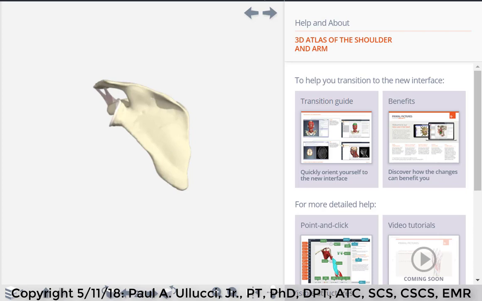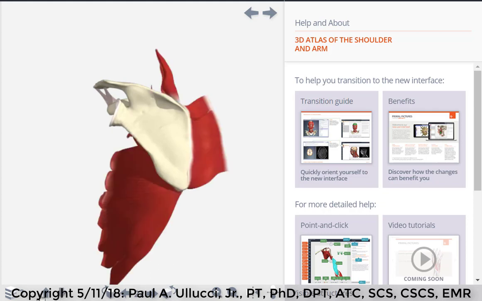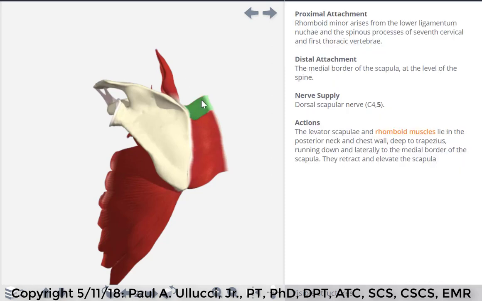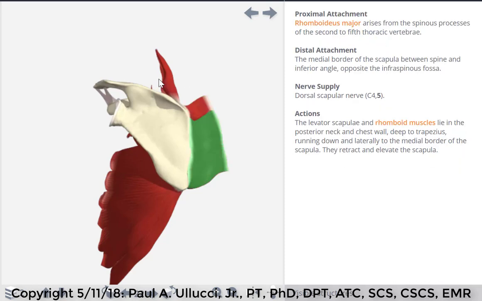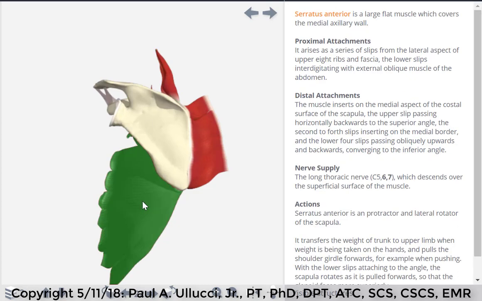So here's Primal Pictures at the moment. We're looking at the actual scapula here. We add a layer, and now we'll want to learn the attachments, both proximal and distal, as well as the nerve supply and the actions of these muscles. So the first muscles in question would be rhomboid minor, rhomboid major, levator scapula, and serratus anterior.